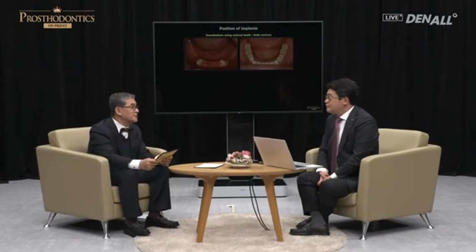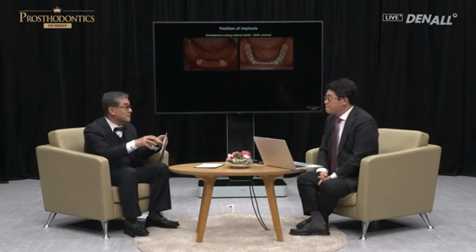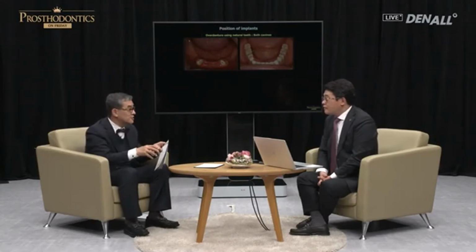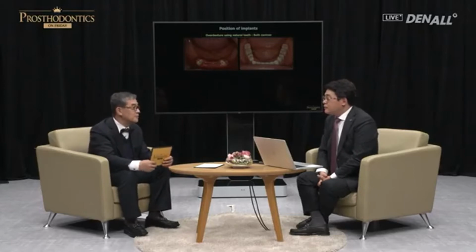Doctor, it was in your slide, and you talked about the canine. In the case of V shape, you mentioned that it is better to place it in the lateral incisor. In general, dentists prefer to place it in the canine because there's oval type or square type rather than V shape.